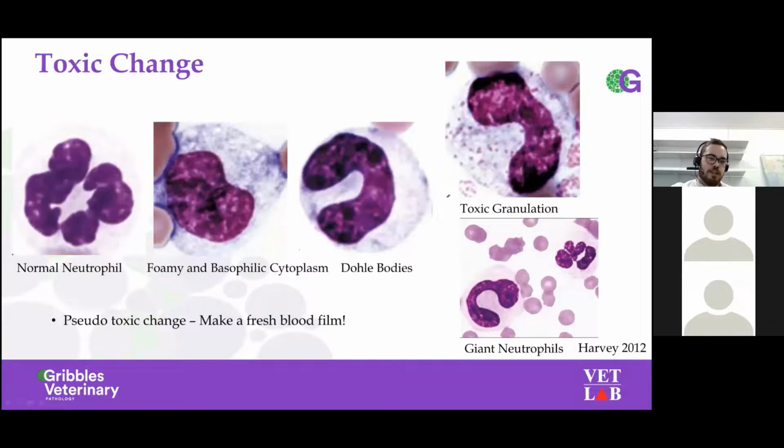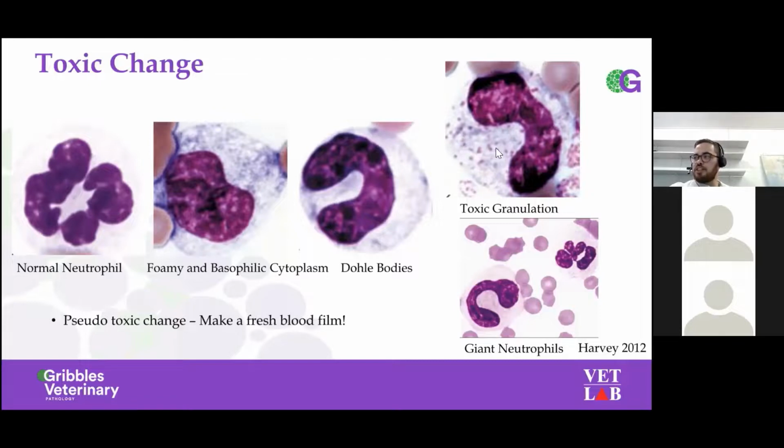So the cytoplasm here is a bit more blue or basophilic, and then we have these irregular clear areas through here, which are our foamy cytoplasm. These little irregular blue structures in the cytoplasm are our Döhle bodies, which are our third sign of toxic change.